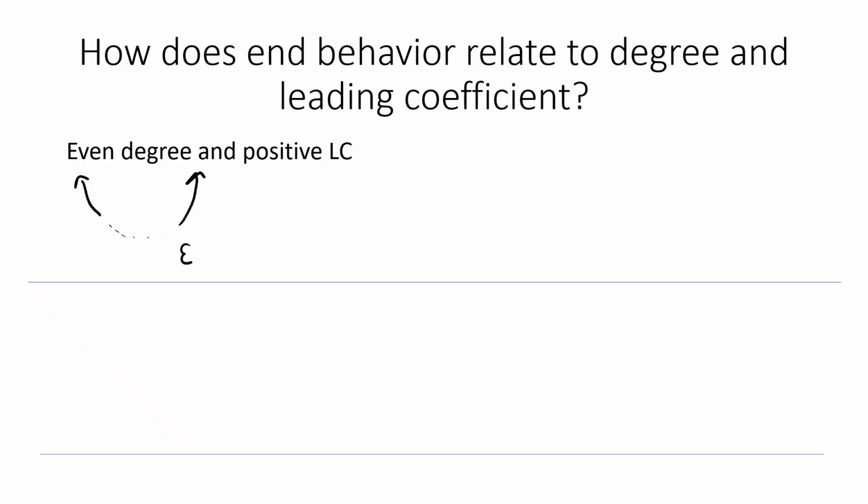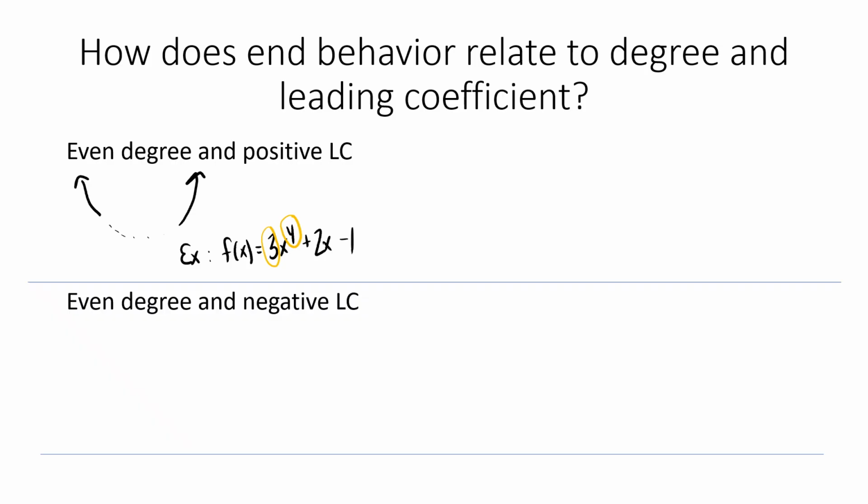Okay, and I'll give an example. It might be something like f of x equals 3x to the fourth plus 2x minus 1. And in that case, you have an even degree and a positive leading coefficient. If you have that, then that's what your end behavior will look like.